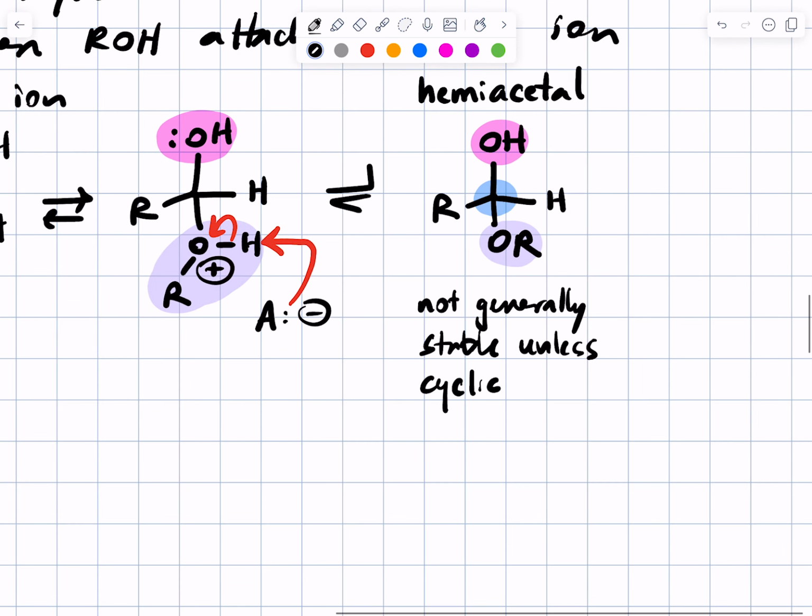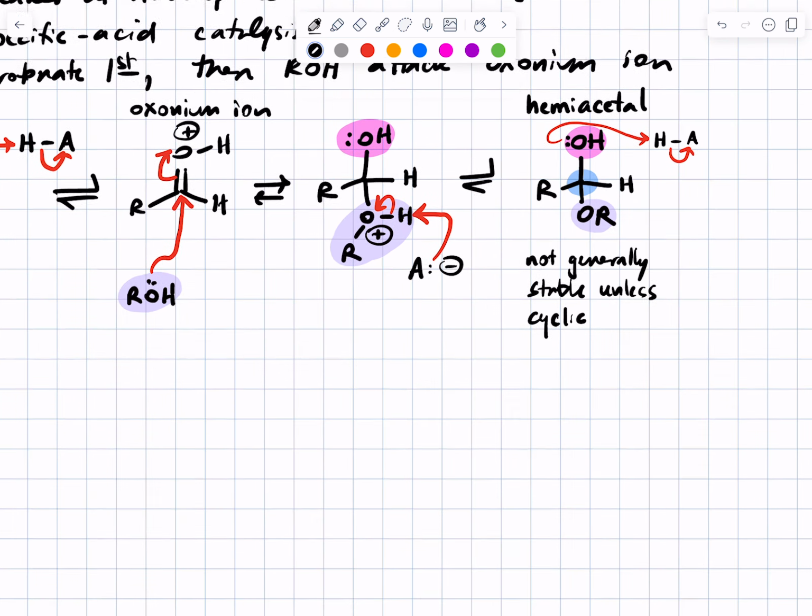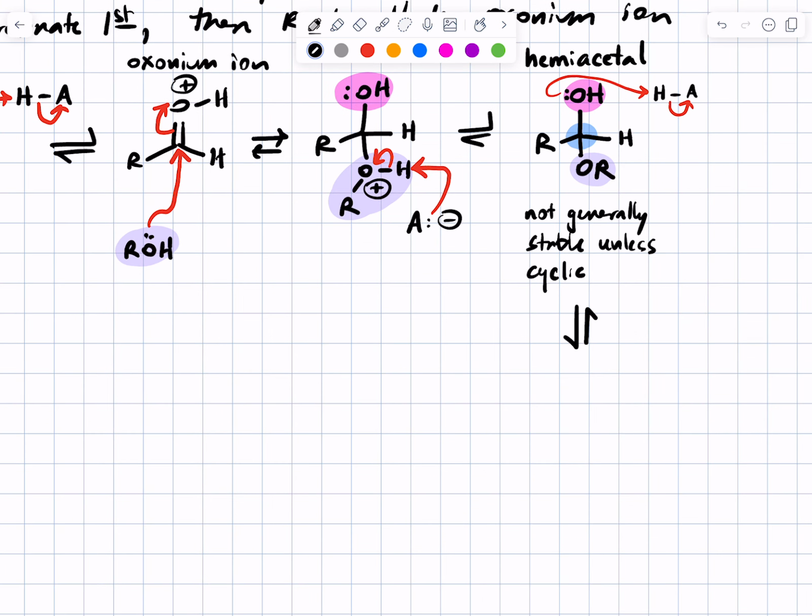So what happens at this stage is the acid gets involved again. If the acid protonated the purple oxygen, that would simply take us back to the previous step, and that happens. But the lone pairs on the pink oxygen are also available. And so we're going to draw what happens when the acid protonates the pink oxygen.